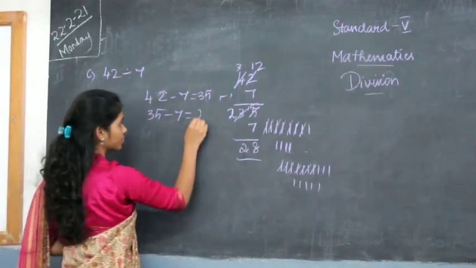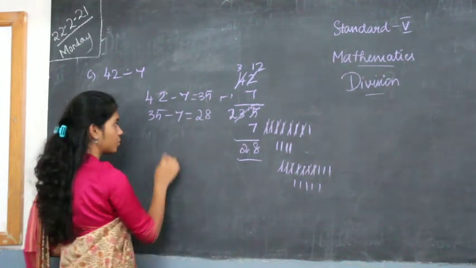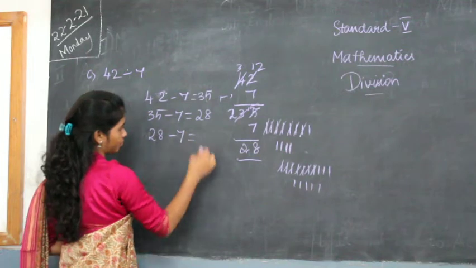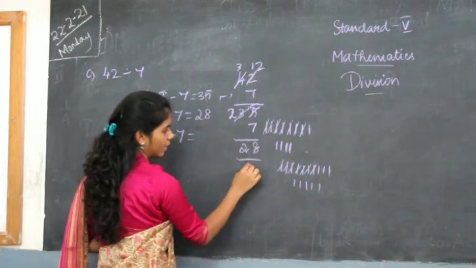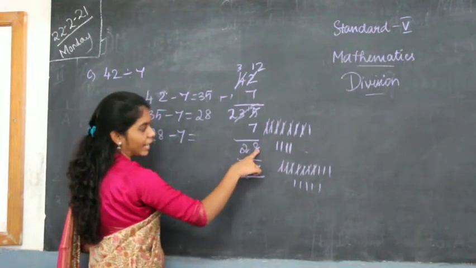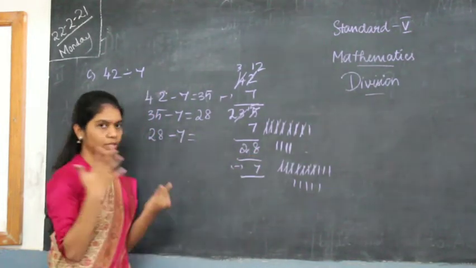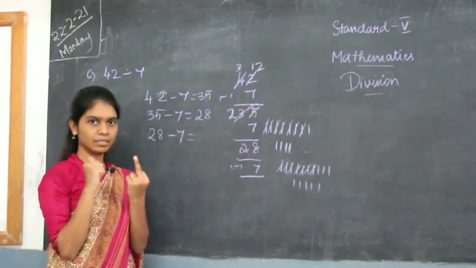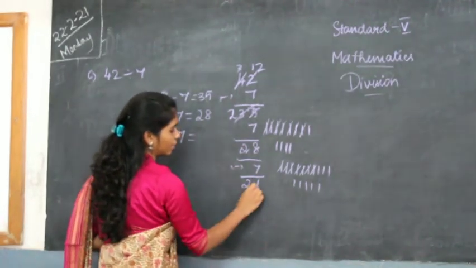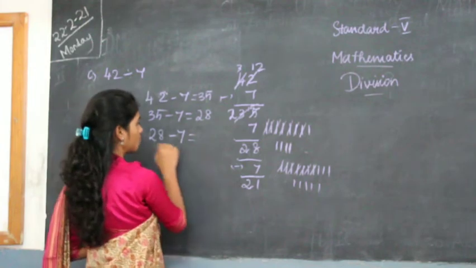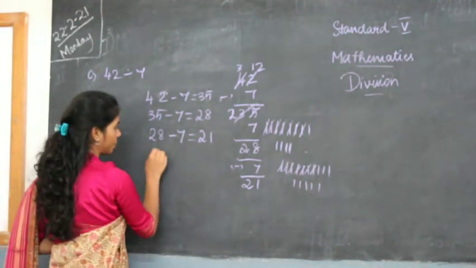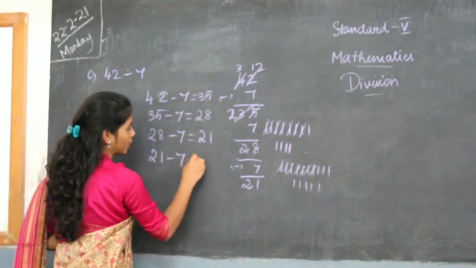28. Again what you have to do, you have to subtract 7 from 28. So 8 minus 7 is 1, and 2 you can write here. Now the answer is 21. Again what you have to do, you have to subtract 7 from 21.